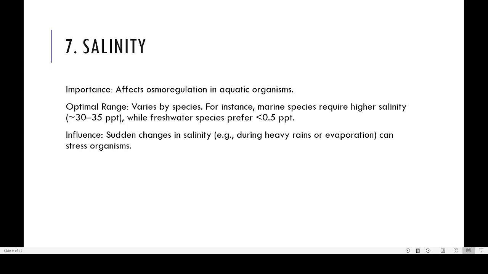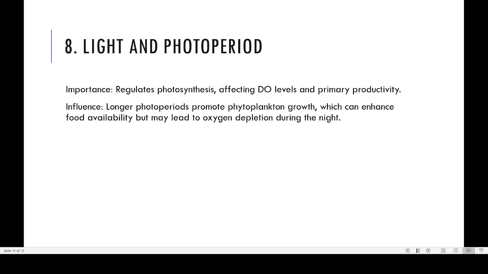Sudden rain as well as a drought can also influence the growth of the fish. The next one is light and photoperiod. Light regulates the photosynthesis, affecting the DO level as well as primary productivity. That is how the light can interfere with the growth as well as productivity.